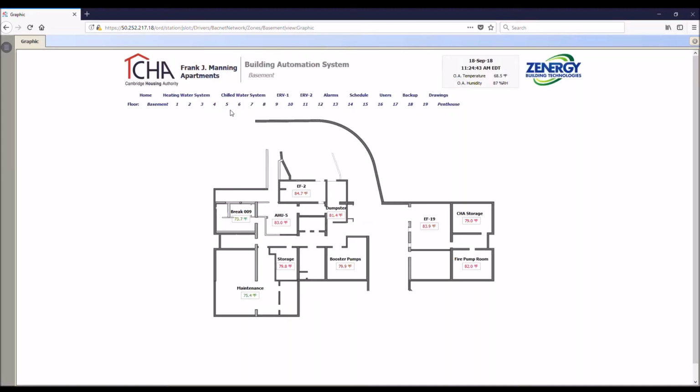penthouse. Let's go back down to the basement. All of these buttons are links to controls for that space, and the value that you're reading is the space temperature from a controller in that space.